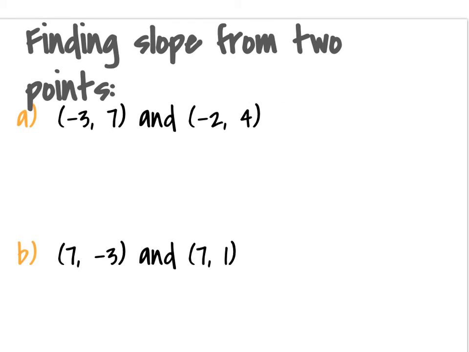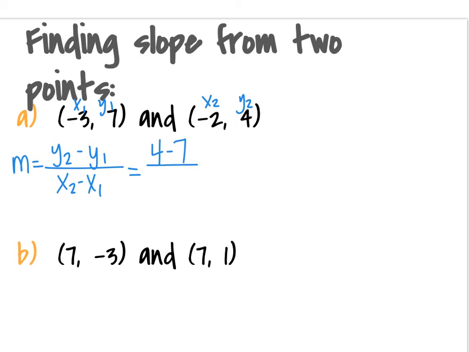So the first representation of slope that I gave you was if you were given two ordered pairs, and that's when you use the formula y2 minus y1 over x2 minus x1. You can just label yours x1, y1 and x2, y2, and then you just plug them in. That's going to be 4 minus 7 on top, and then negative 2 minus negative 3 on bottom. And then you're going to get negative 3 over 1, which is negative 3.